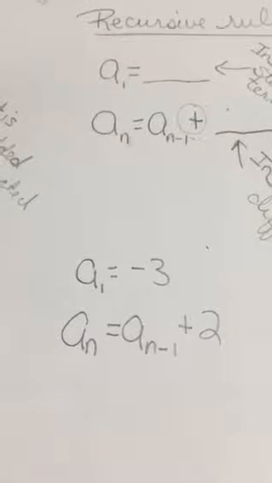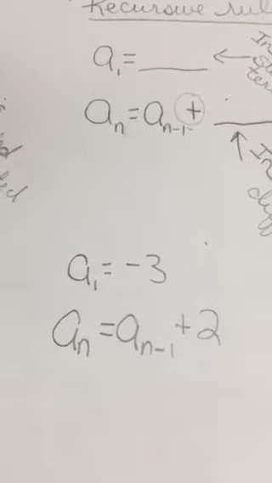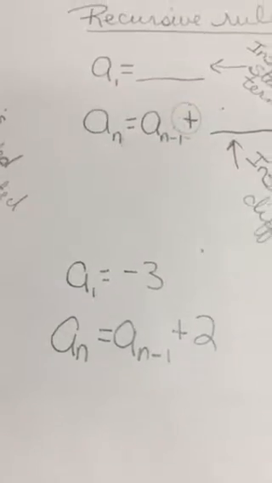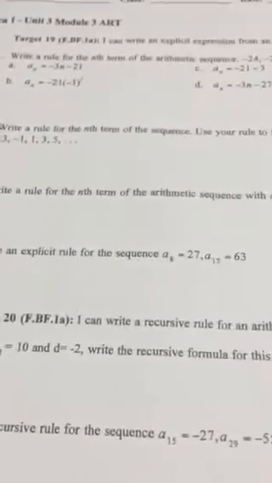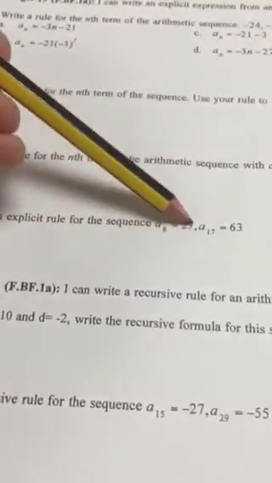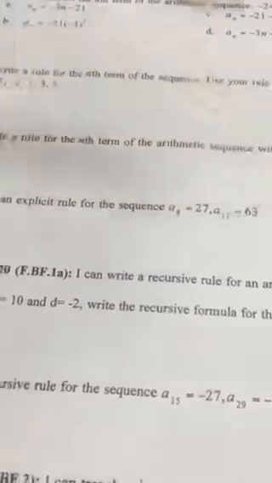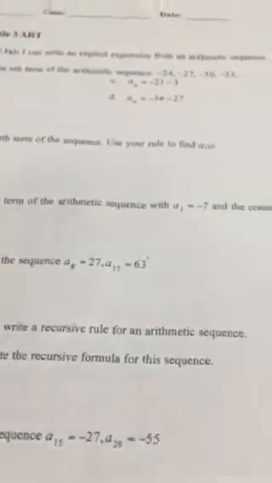Now, the last thing I wanted to go over was a problem off of the review that has been giving a lot of students trouble. Okay, we're looking at number 4 here. Write an explicit rule for the sequence where a sub 8, the 8th term, is 27 and the 17th term is 63. Okay, so this is a multiple step way to do it.